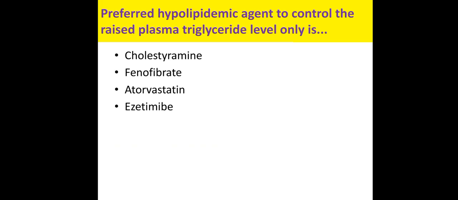Now here we want the preferred hypolipidemic agent which is effective in controlling the raised plasma triglyceride level only. The key word is 'only', and that's why the fibrates. When only the triglycerides are elevated and you don't require action on the LDL, then the fibrates are the drug of choice, and the agents are fenofibrate and gemfibrozil. So the correct option is fenofibrate.